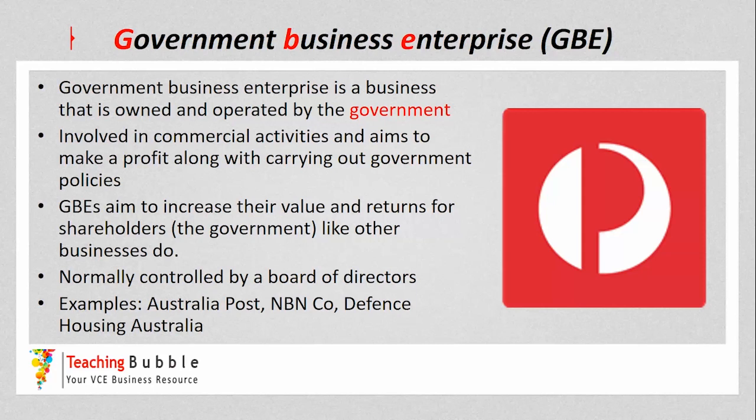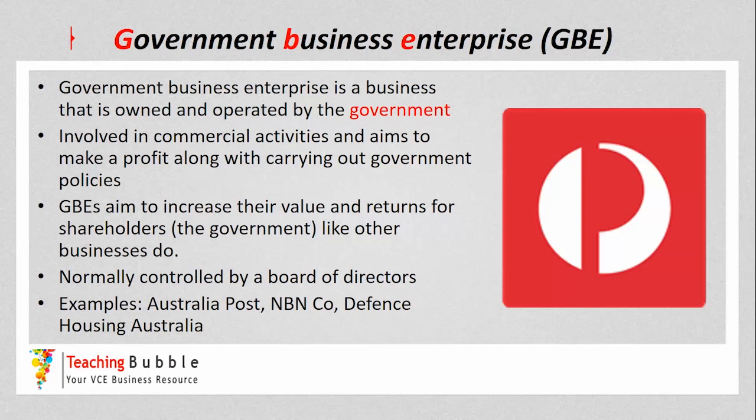They try to increase value, they try to increase their returns to the shareholders. It's just that the shareholder is the government. So it is a business that is commercial, but it is owned and operated by the government. Now, it's normally controlled by a board of directors, so the government will have a shareholder minister, and therefore there'll be a board of directors that will make decisions on the direction of the business and report to the shareholder minister, who's a minister in charge of that particular government business enterprise. And therefore they have that link in with the government.